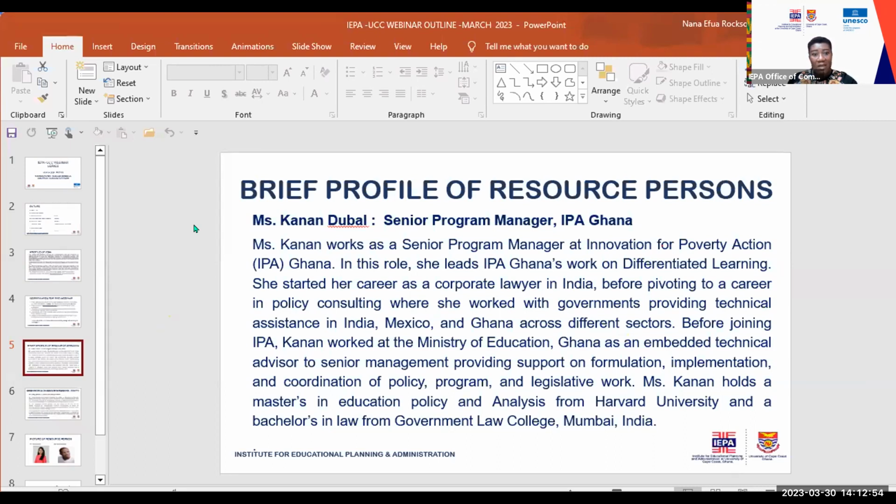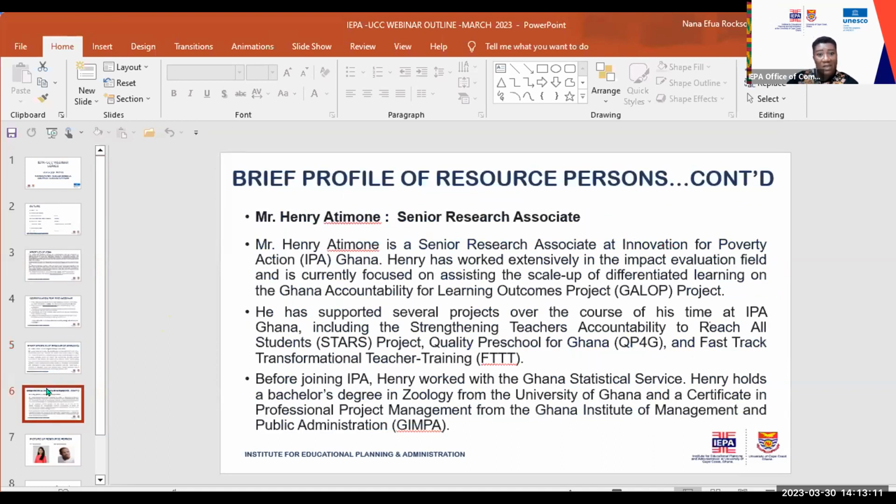Kanan holds a master's in education policy and analysis from Harvard University and a bachelor's in law from the Government Law College, Mumbai, India. Our second resource person is Mr. Henry Atimone. He's a senior research associate at Innovation for Poverty Action, Ghana.